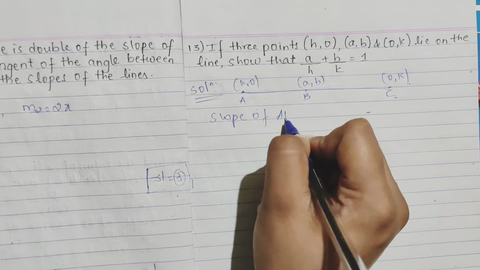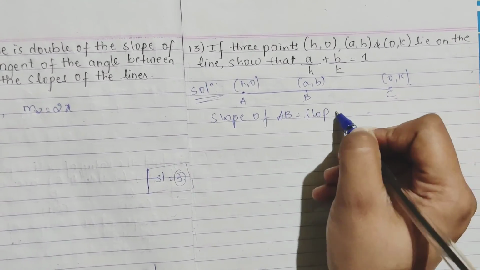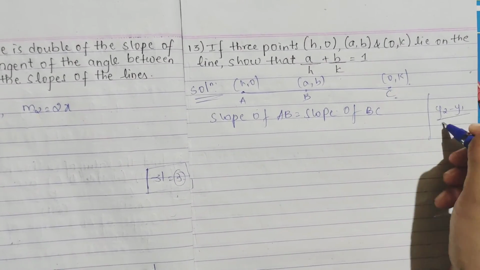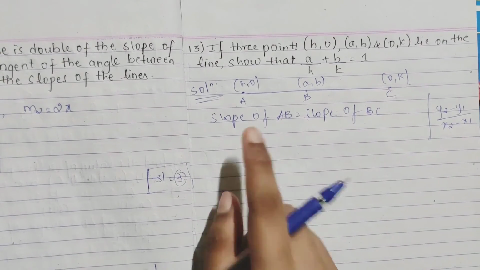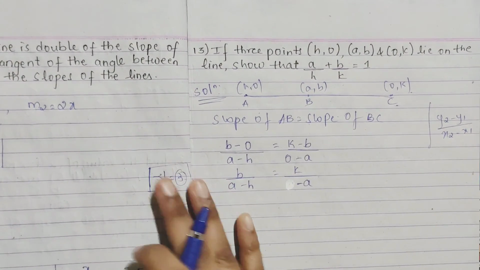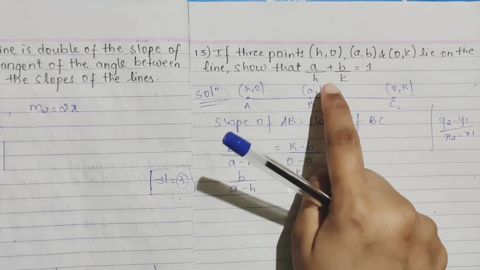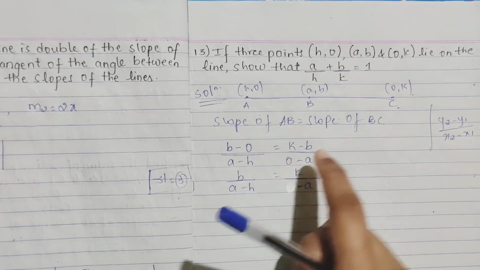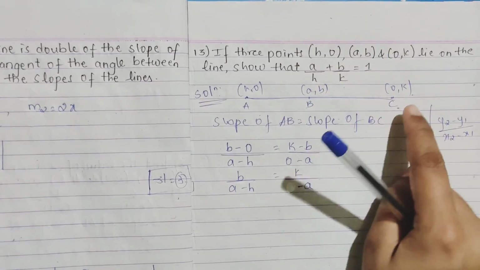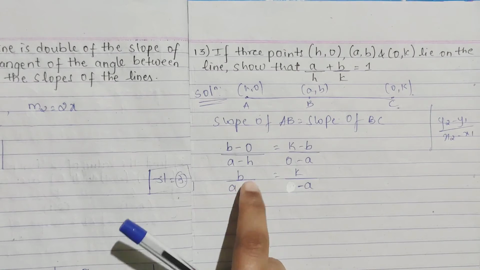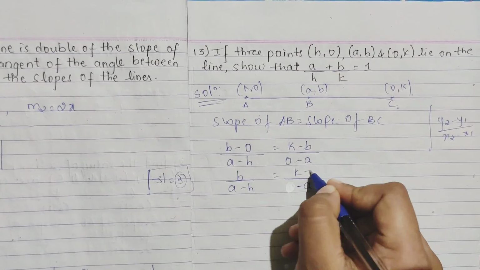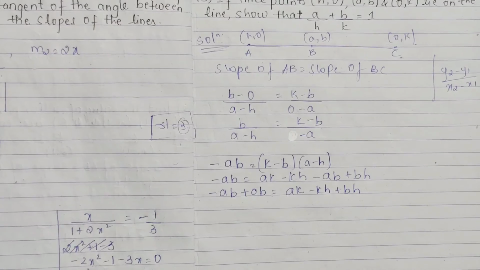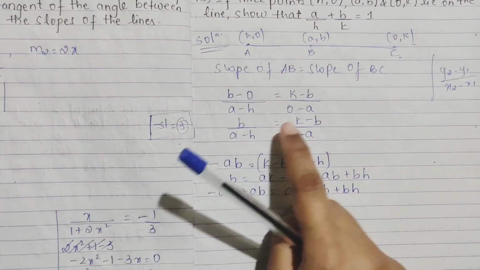So in the same pattern which you have done, we will do it. The slope is given as y2 minus y1 divided by x2 minus x1, so we apply the same here. So b minus 0 over a minus h is equal to, the same for this, k minus b over 0 minus a. So b minus 0 will be b, over a minus h, equals k minus b over 0 minus a, which is minus a. Now cross multiply. So you will get minus ab is equal to k minus b into a minus h.